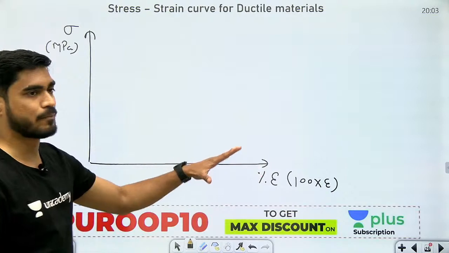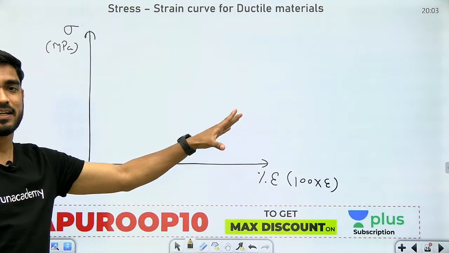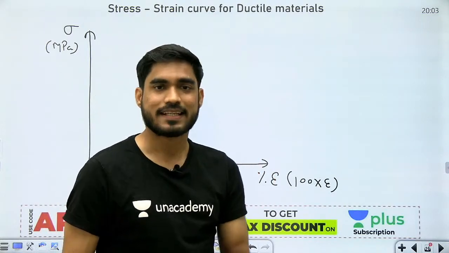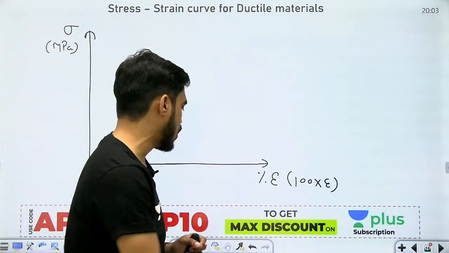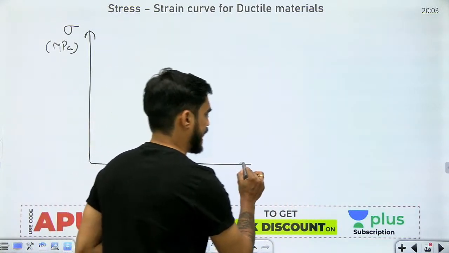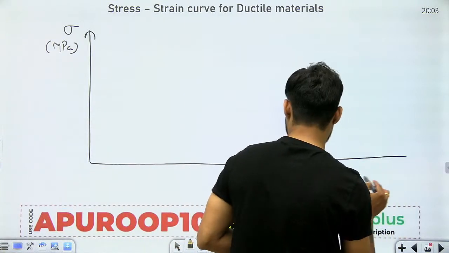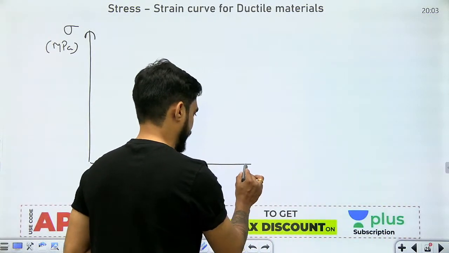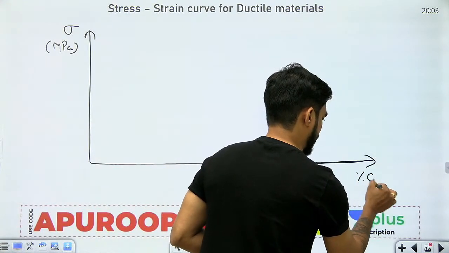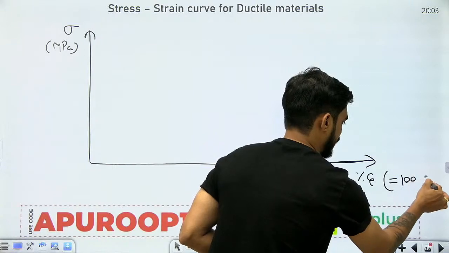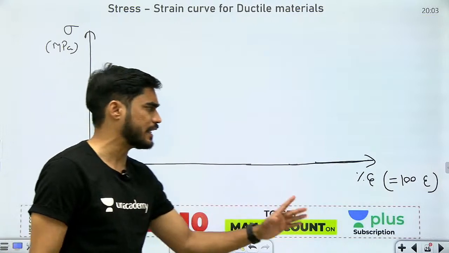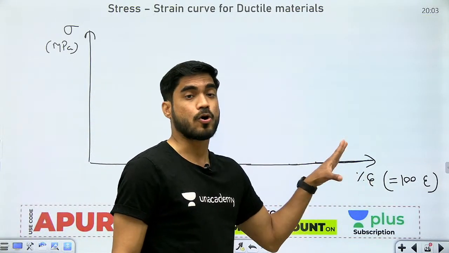Now why we are multiplying 100 in strain? Understand this. We are multiplying 100 in strain because the values of strains are very small. Strain की जो value होती है वो बहुत छोटी होती है. They are in the range of 0.001, 0.002, 0.003. So in order to increase the scale, we sometimes multiply 100 in strain and we draw percentage strain. Instead of strain, we are drawing percentage strain on x-axis.